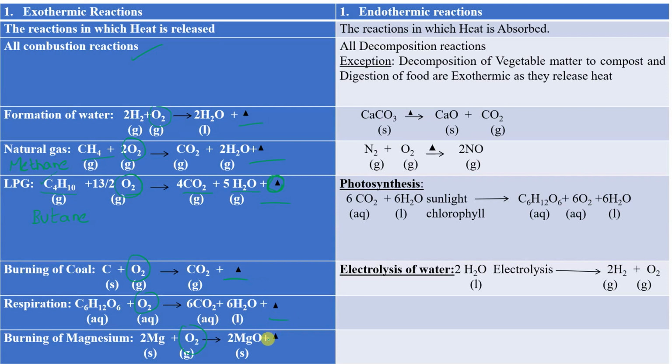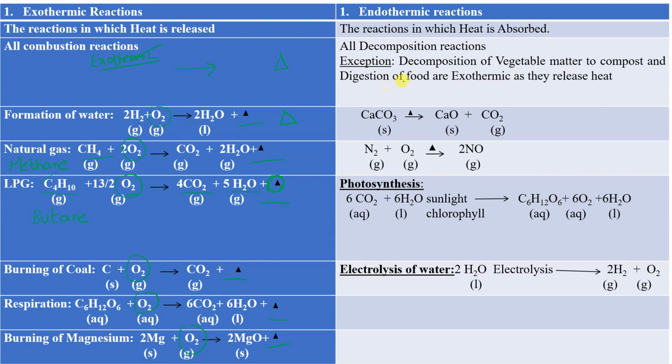Heat is represented by the symbol delta. The delta symbol is written on the right side of the equation. From this we can tell that when the delta symbol is on the right side, such reactions are said to be exothermic. I hope exothermic is clear to you.